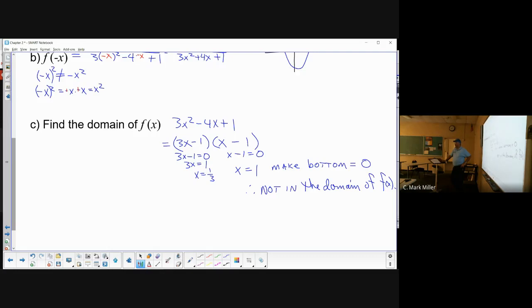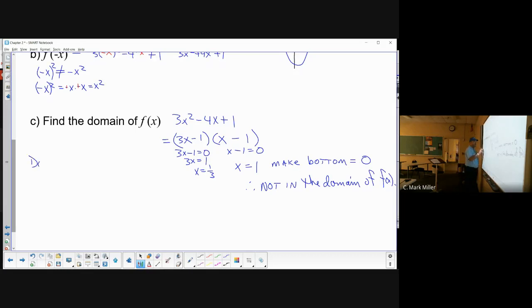So what is the domain? The domain is going to be all real numbers except 1/3 and 1. So domain, this is one way of writing it, is the set of all real numbers except 1/3 and 1.